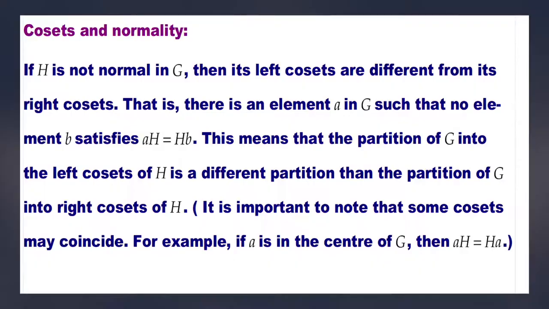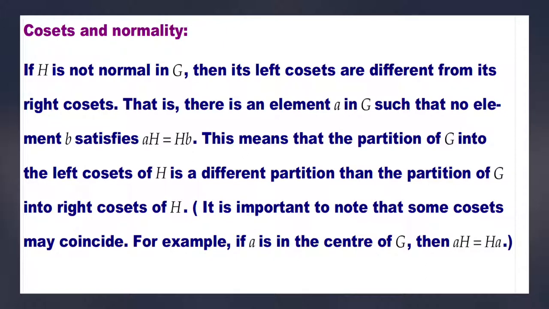Now, can we relate the cosets with normality? Cosets and normality. If H is not normal in G, then its left cosets are different from its right cosets. That is, there is an element a in G such that no element b satisfies aH = Hb. This means that the partition of G into the left cosets of H is a different partition than the partition of G into the right cosets of H.